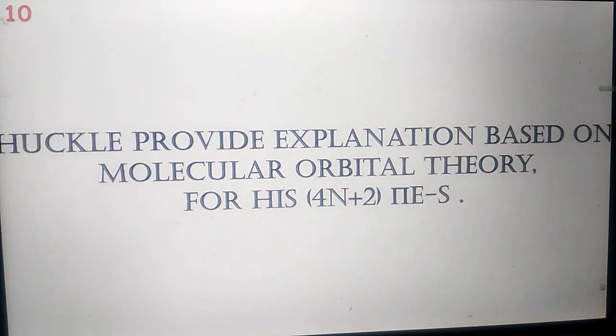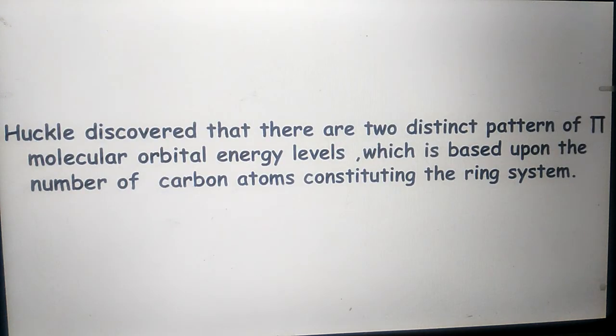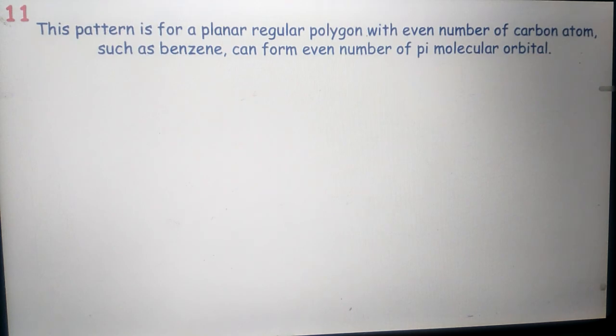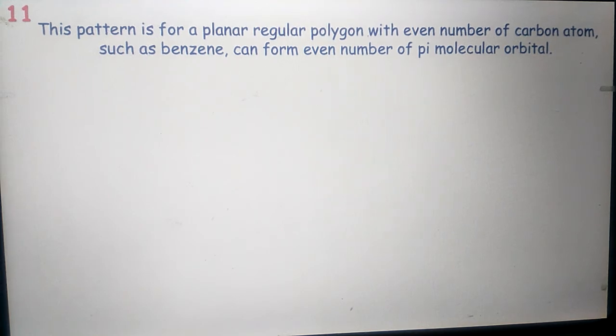Huckel provides an explanation based on molecular orbital theory for his 4n plus 2 pi electrons. Huckel discovered that there are two distinct patterns of pi molecular orbital energy levels, based upon the number of carbon atoms constituting the ring system. This pattern is for a planar regular polygon with an even number of carbon atoms, such as benzene, which can form an even number of pi molecular orbitals.